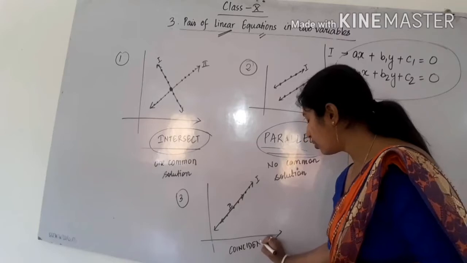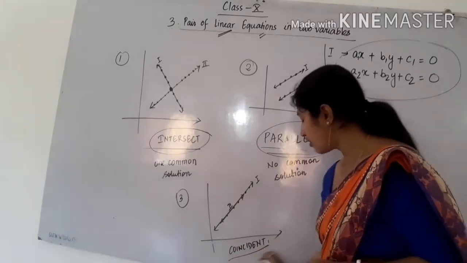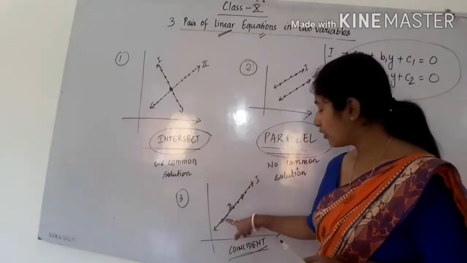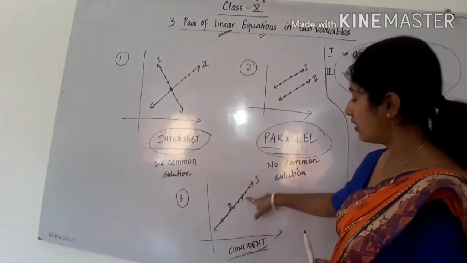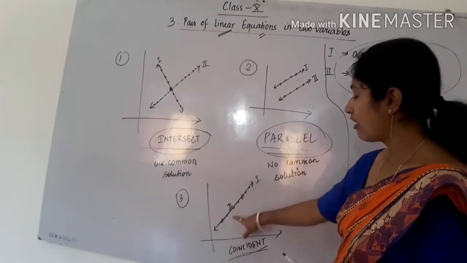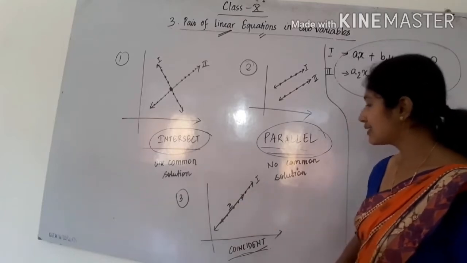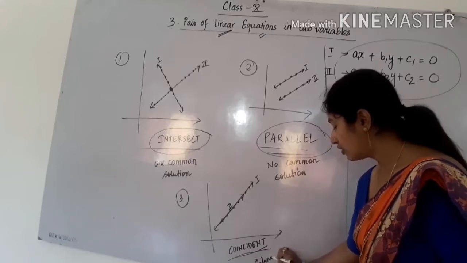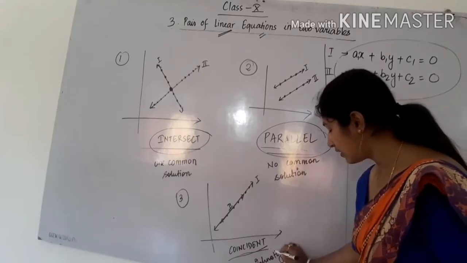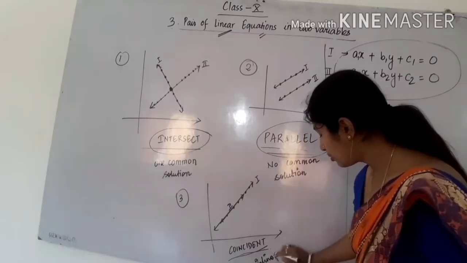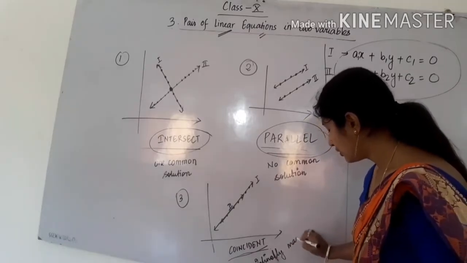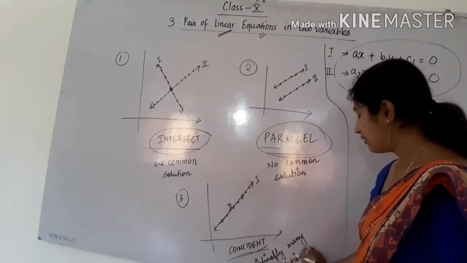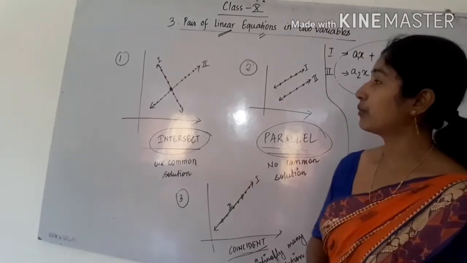So what happens in coincident lines? In case of coincident lines, the two lines have many common points. As you can see, line 1 and line 2 have many common points. So we can say many solutions or infinitely many solutions. So these are the three important cases in a pair of linear equations in two variables.